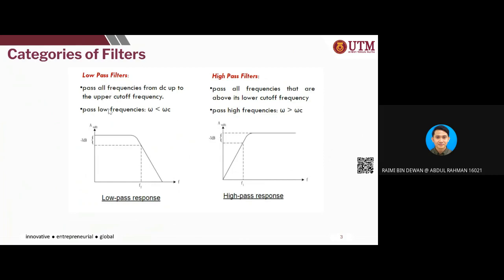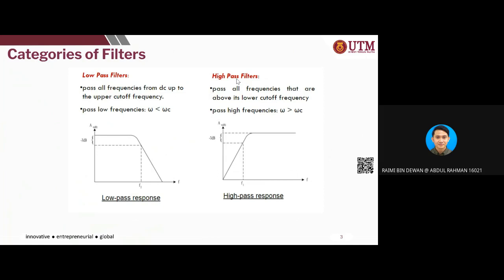So low pass filter passes all frequency from DC, from the maximum, up to the upper cutoff, -3 dB. This one is in dB scale. If we are in linear, it is actually a factor of 1 over square root of 2 from the maximum. So this is our cutoff frequency, which is your omega C. You can see here is frequency, so if it's omega, this is omega C.